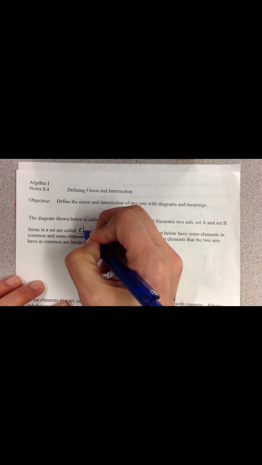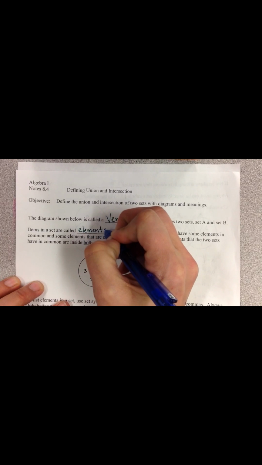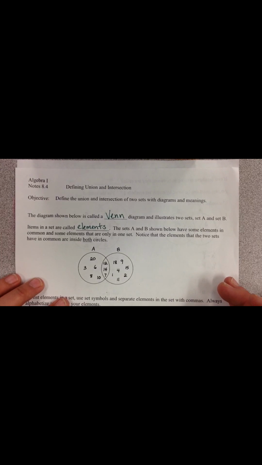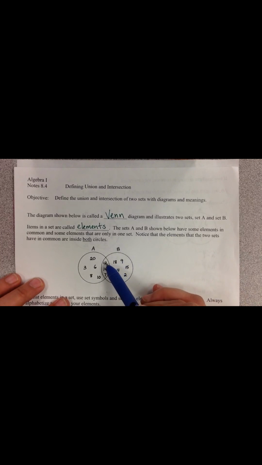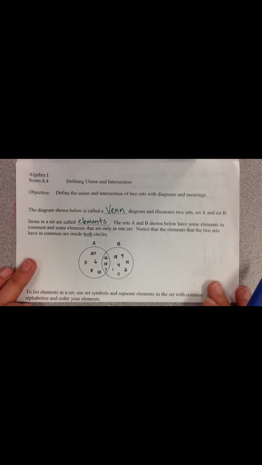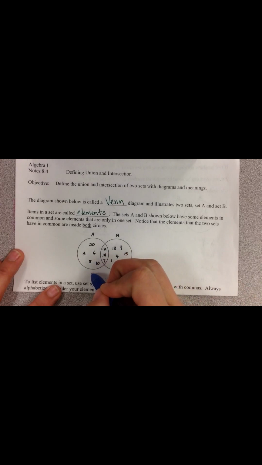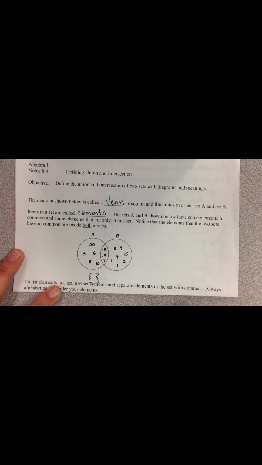Items that are in a set are called elements. The sets A and B shown below have some elements in common and some elements that are only in one set. Notice that the elements that the two sets have in common are inside both circles. In order to list elements in a set, you use set symbols that look like this and separate elements in the set with commas. Always alphabetize and number order your elements.